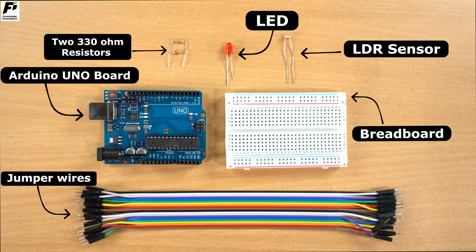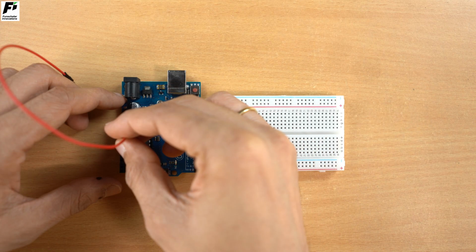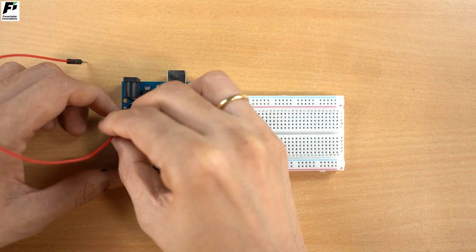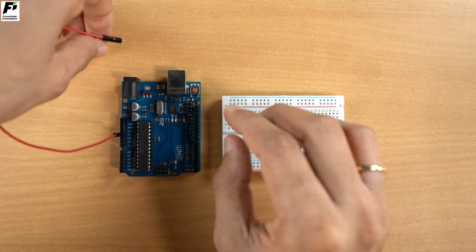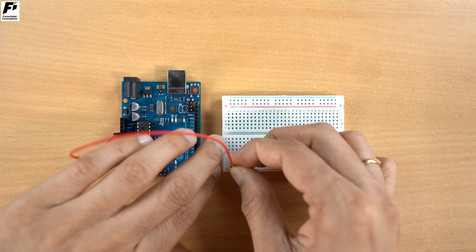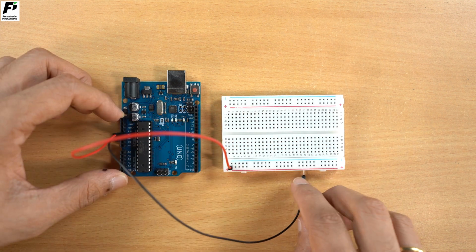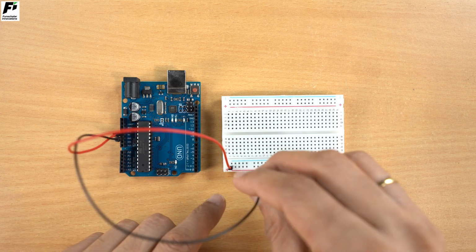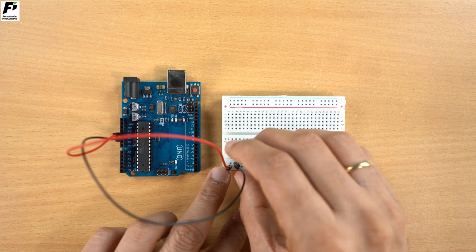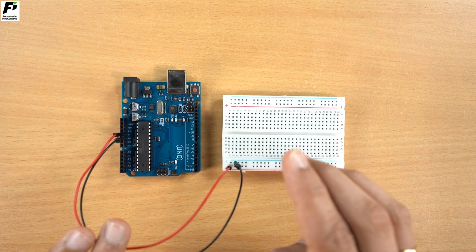Let's join the components now. First, connect a jumper wire from the positive rail of the breadboard to the 5V pin on the Arduino. This provides power to our circuit. Next, connect the GND or the ground pin of the Arduino to the negative rail of the breadboard. This ensures common ground for all our components.